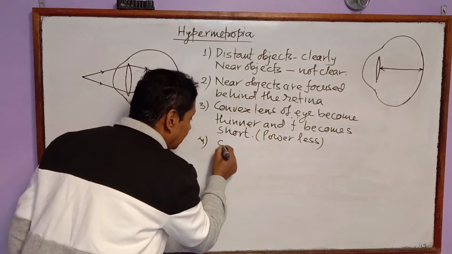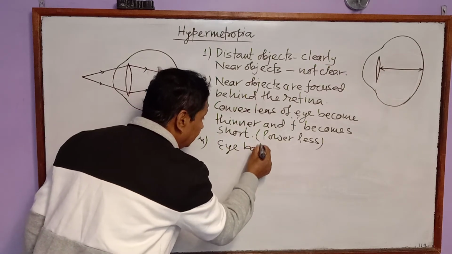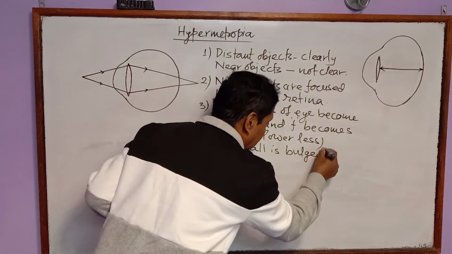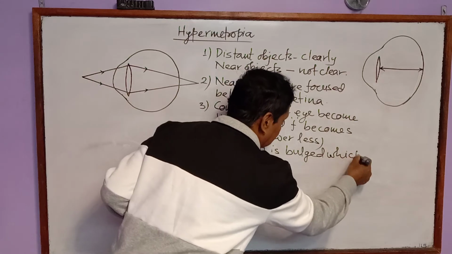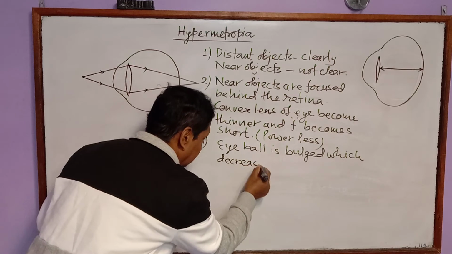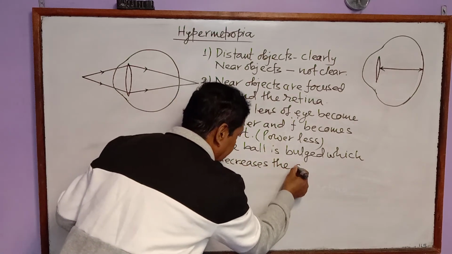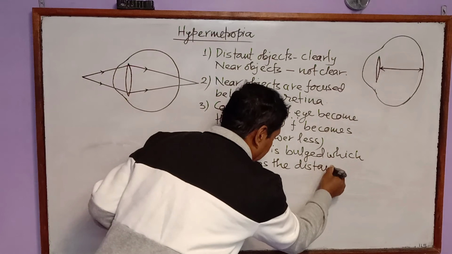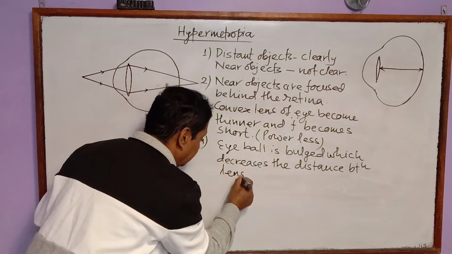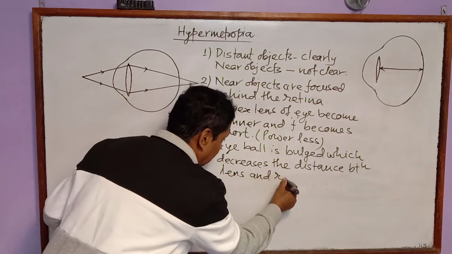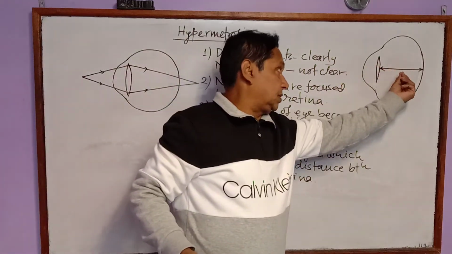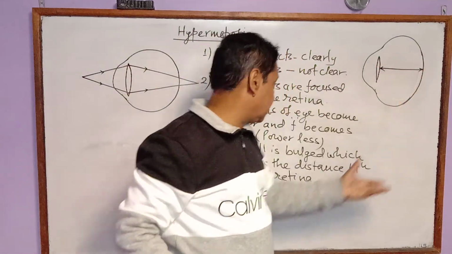We can say this point also. In this defect, the eyeball is bulged, which decreases the distance between lens and retina. That's why the distance is decreased, and that's why the image falls behind. This way also it is explained.